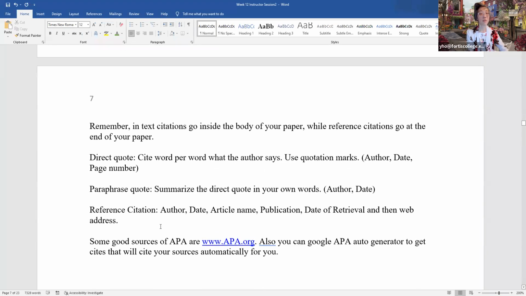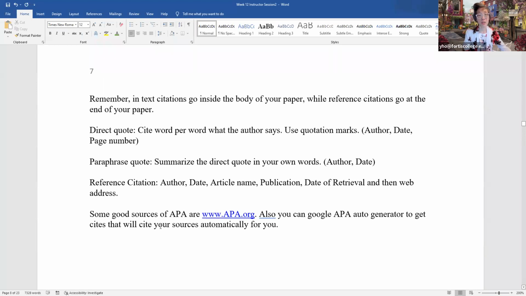And then you have to remember that in-text citations go inside the body of the paper, while reference citations go out at the end of the paper. A direct quote is when you cite it word for word, or when you use somebody's numbers. Then you have to use quotation marks.